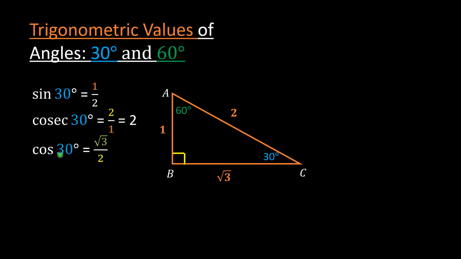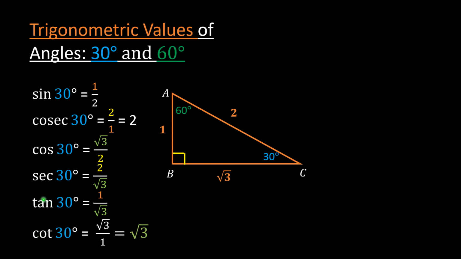Cos 30 is adjacent side divided by hypotenuse. Sec 30 is reciprocal of cos 30, so it will be 2 divided by root 3. Tan 30 is opposite side divided by adjacent side. Cot 30 is reciprocal of tan 30, so it will be root 3 divided by 1. Now we will write trigonometric values of angle 60 degrees.